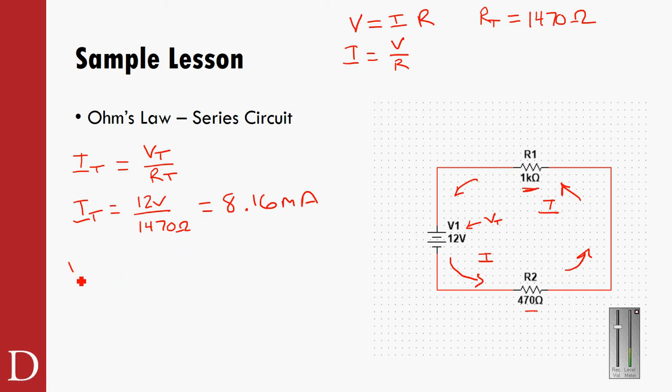Now, what we started off was that we wanted to know the voltage of R1. Okay. And we know that voltage is current times resistance. So I need to know the current through R1. I need to multiply that by the resistance of R1. So VR1 in this case, now remember, if I know the total current is 8.16 milli, that's actually the current through each of the resistors, because all of the electrons go through both of the resistors. So I'm going to have 8.16 milliamps times R1, which is 1K ohm.